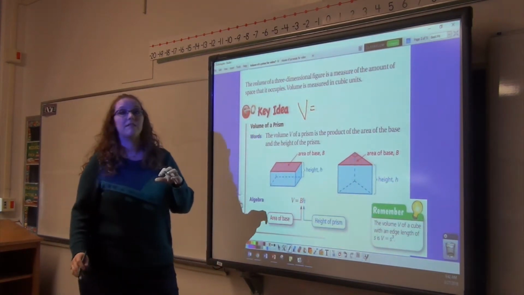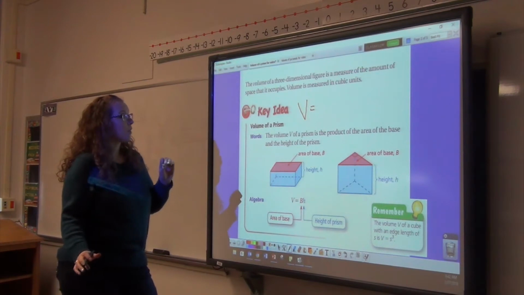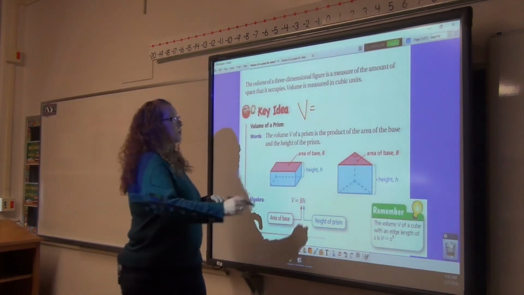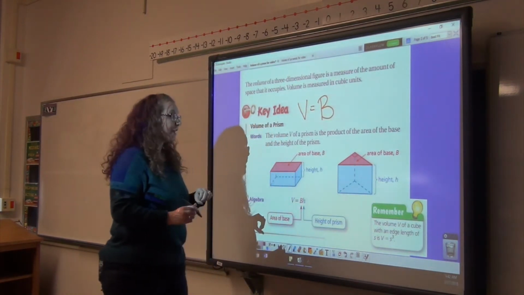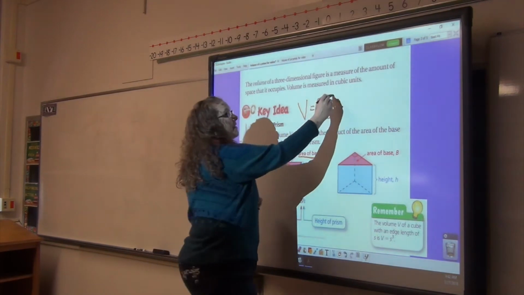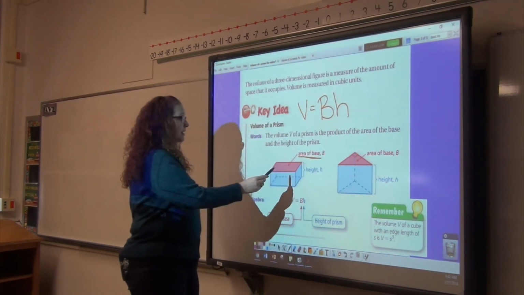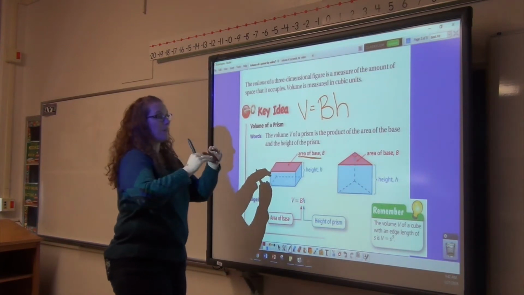And we can find the volume of any prism with the same formula. You take the area of the base, the capital B is the area of the base, and you multiply by the height. So basically you are finding this red area here and multiplying by how many of those areas are stacked on top of each other.